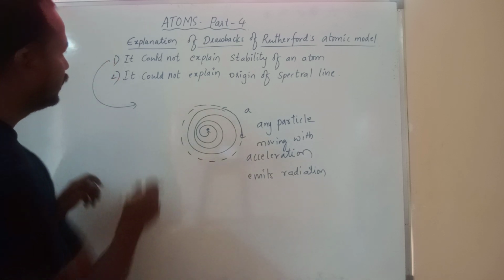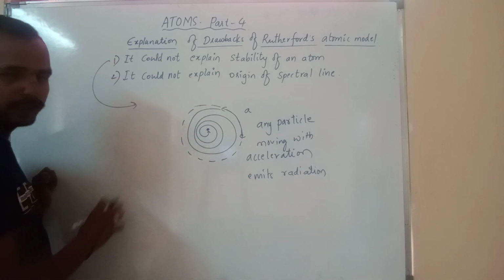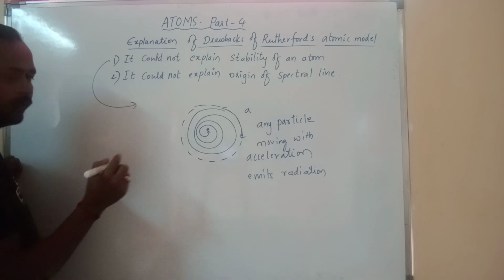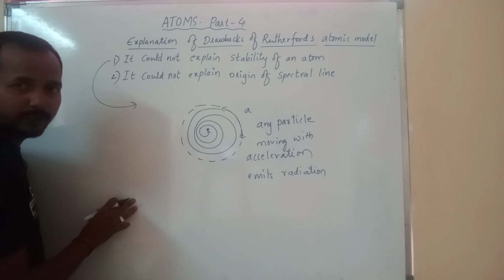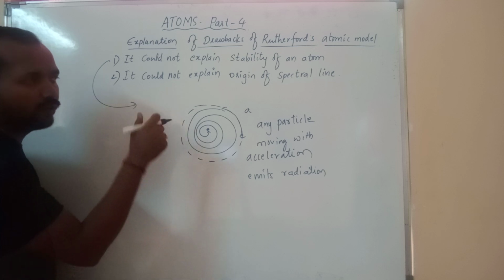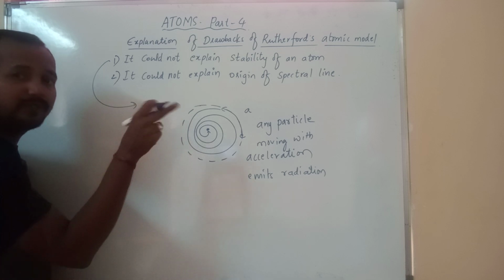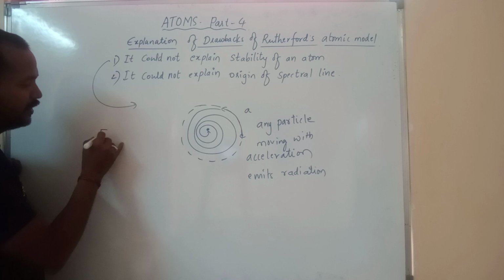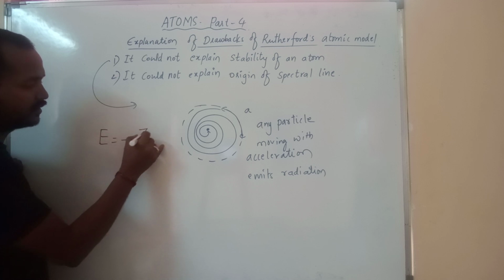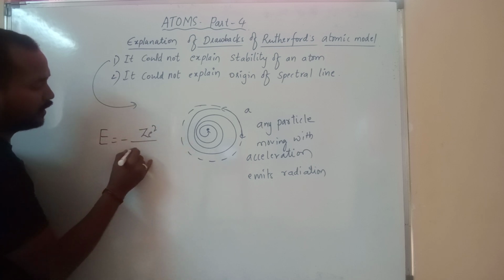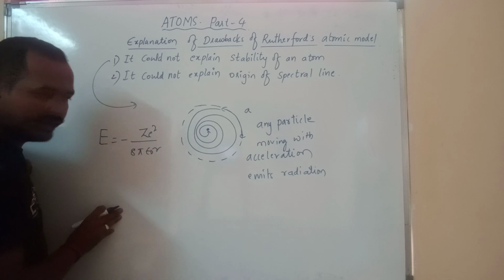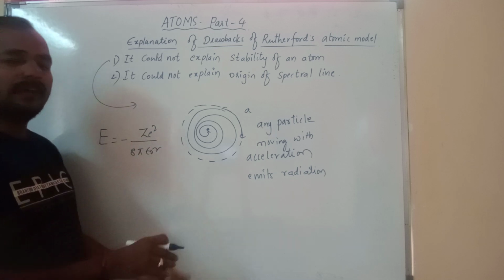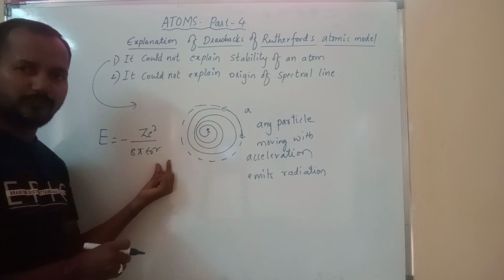The second one, it could not explain the origin of spectral line also. Before that, we know that using Rutherford's model, we have derived one equation for the energy of an electron revolving in an orbit of a hydrogen atom in terms of radius. That energy equation is E equal to minus Ze square upon 8 pi epsilon naught r, where r is the radius of the orbit.